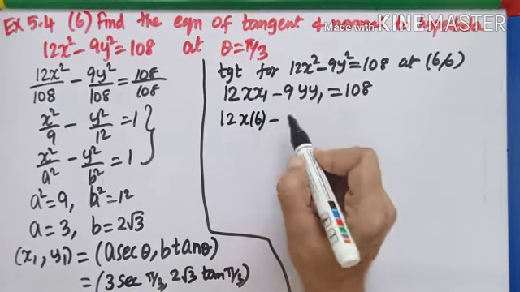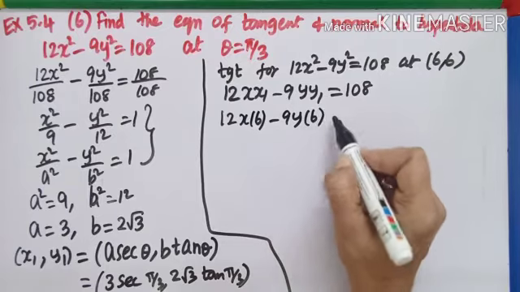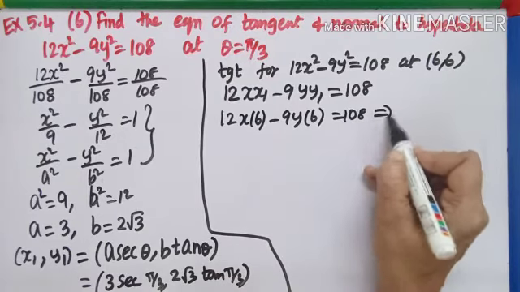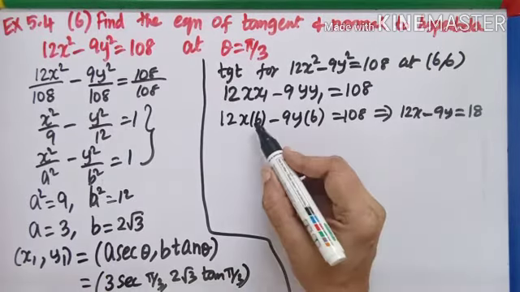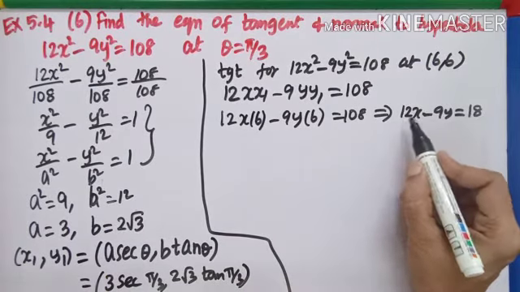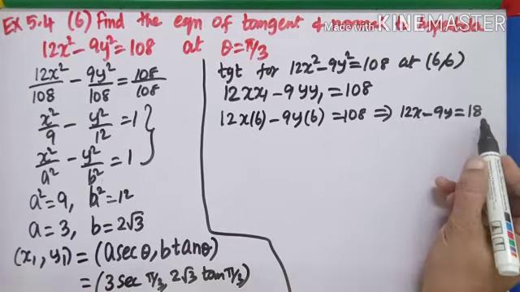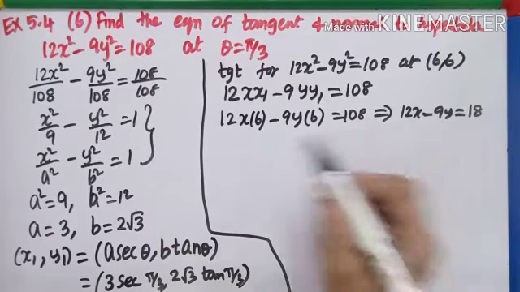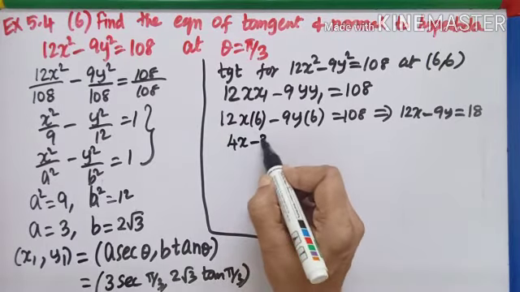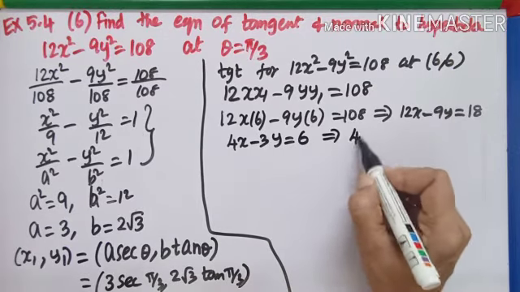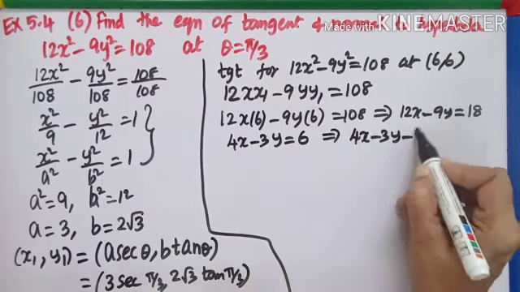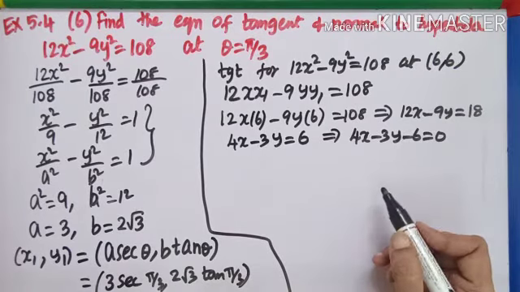12x into 6 minus 9y into 6 equals 108. Reducing, we get the answer. Dividing by 6, we arrive at 12x minus 9y equals 18. Further, divide by 3, it is 4x minus 3y equals 6. Or I can say 4x minus 3y minus 6 is equal to 0.